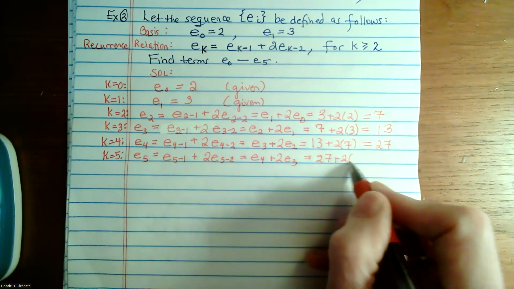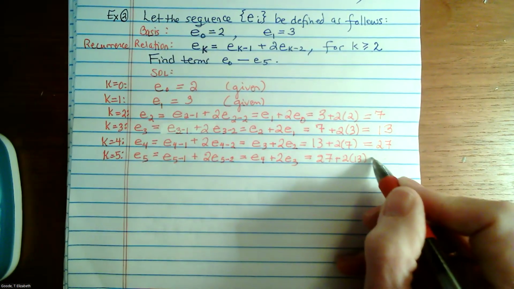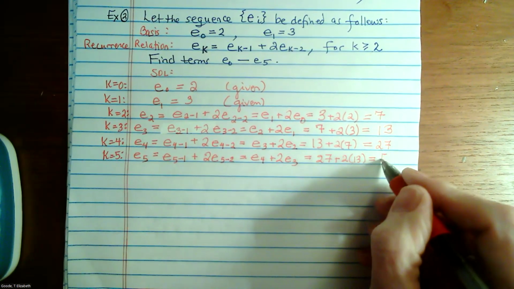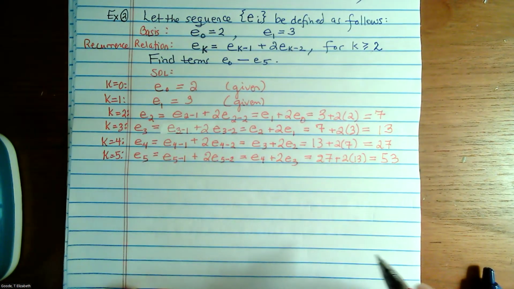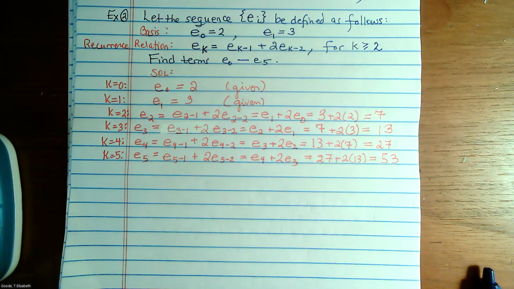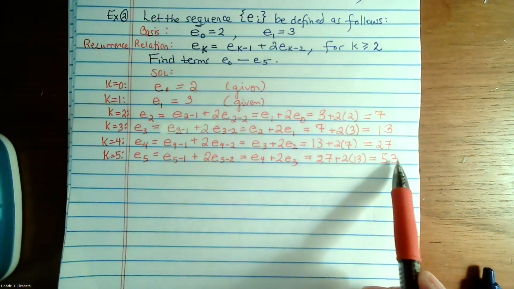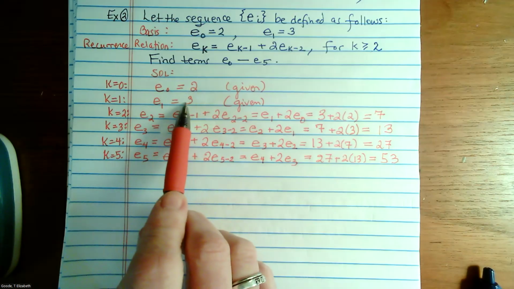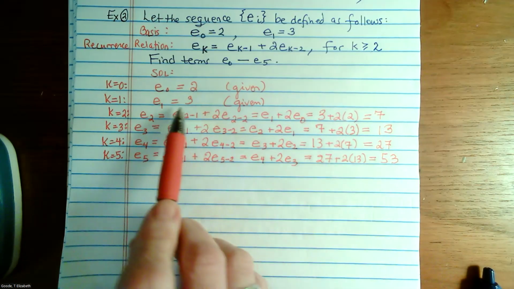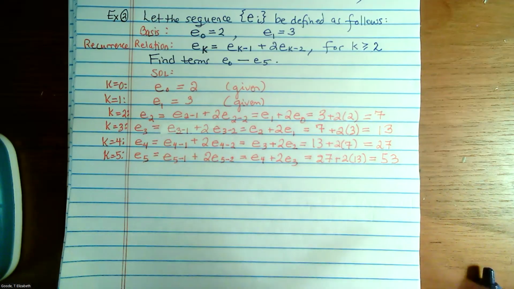Plus 2 times 13 equals... are you getting 53, anybody? Yeah. So I have a question for you. As you look at this sequence, starting with E1, it doesn't hold for E0, but if you look at this sequence starting with E1, do you see any kind of pattern going on?